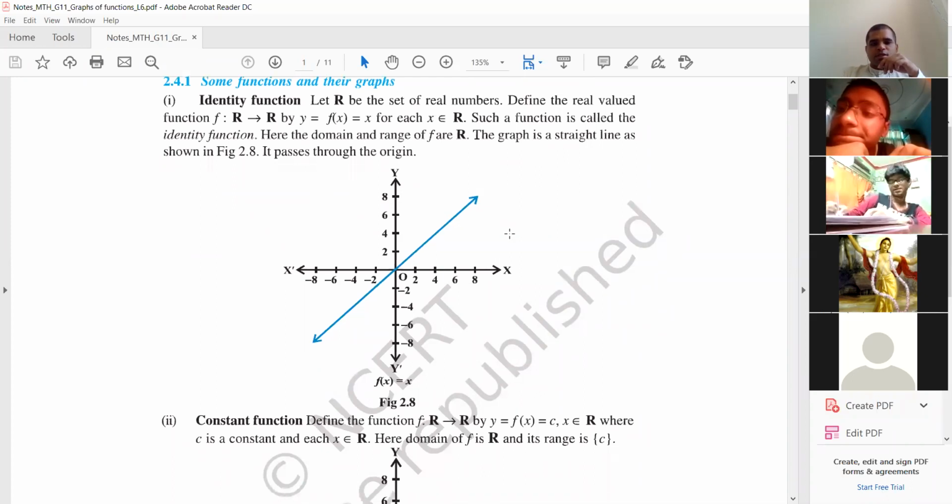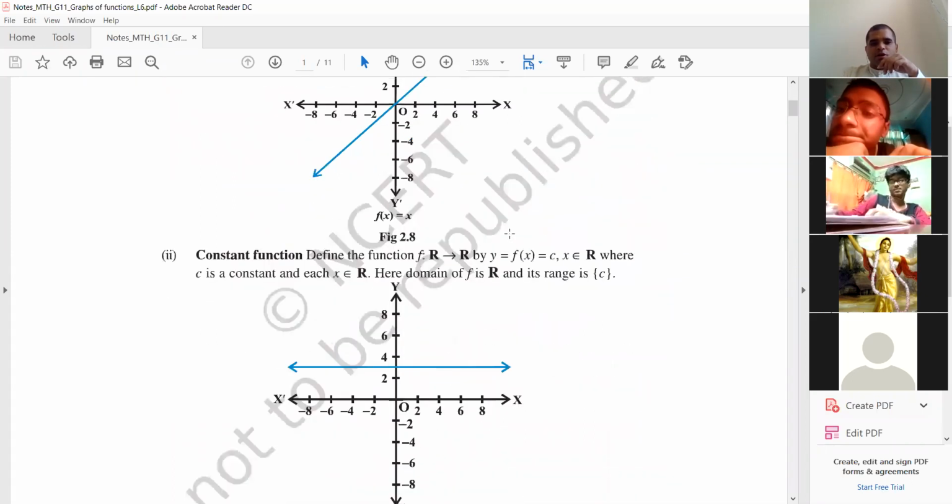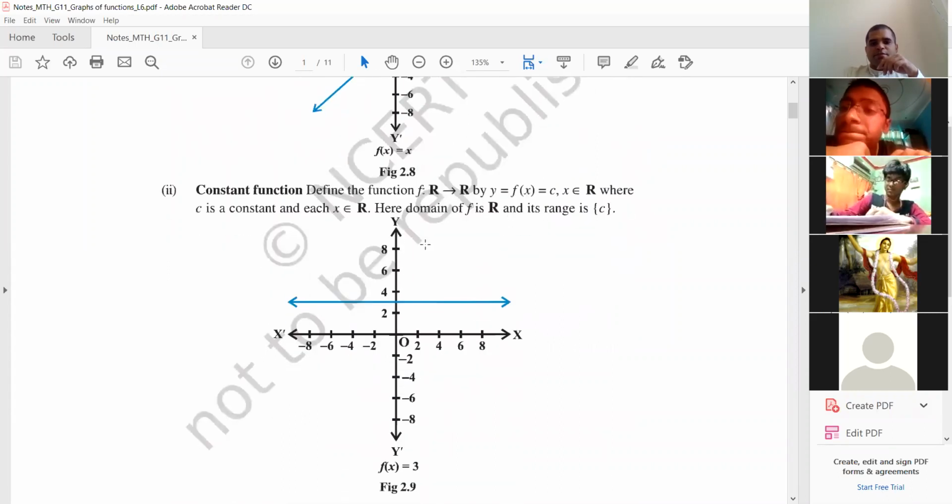So the second function is the constant function. The constant function, as the name suggests, means the value of the function is constant. It does not depend on x. You see, f(x) is equal to c. So the value of the function is not depending on x, where c can be any real number.